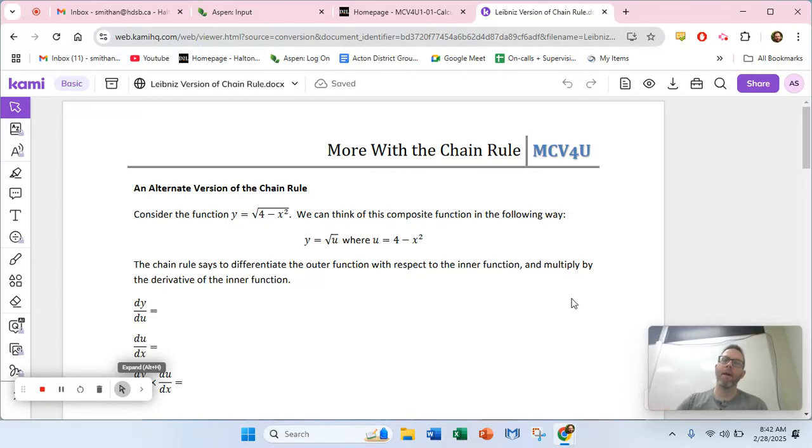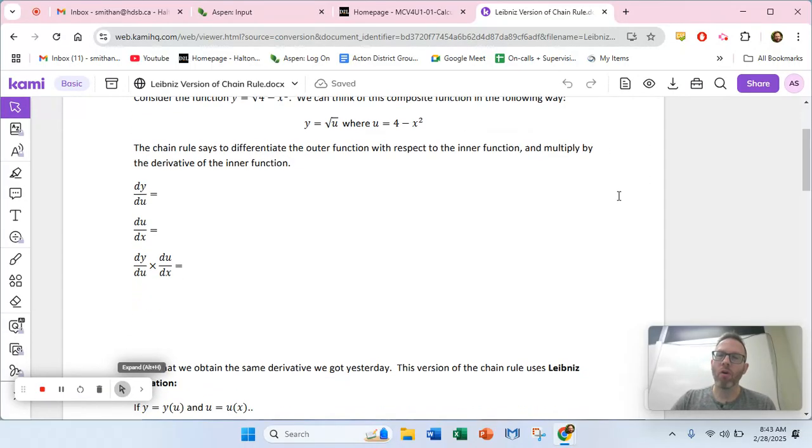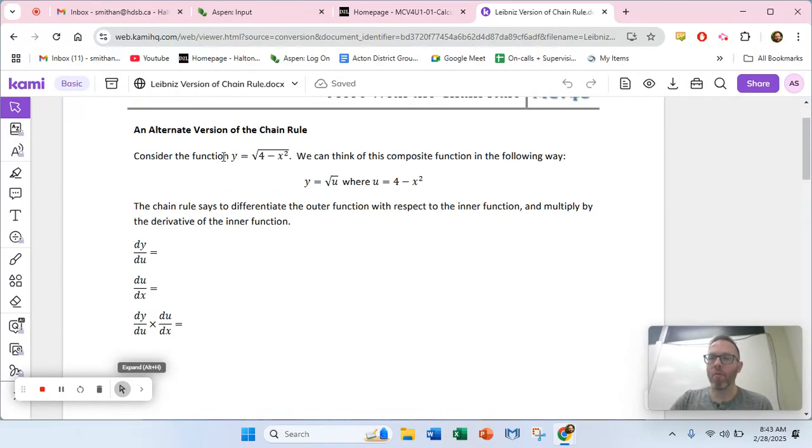Let's dive in. Now you might recognize this function from yesterday. We actually found this derivative yesterday using the chain rule, and you already could have found this derivative several days ago using the power of a function rule. But we're going to approach it a different way. You can think of y equals the root of 4 minus x squared as a composite function. y equals root u is the outer function, and the inner function is u equals 4 minus x squared.